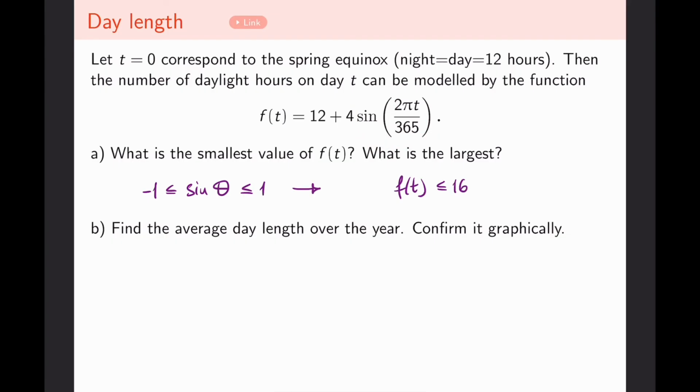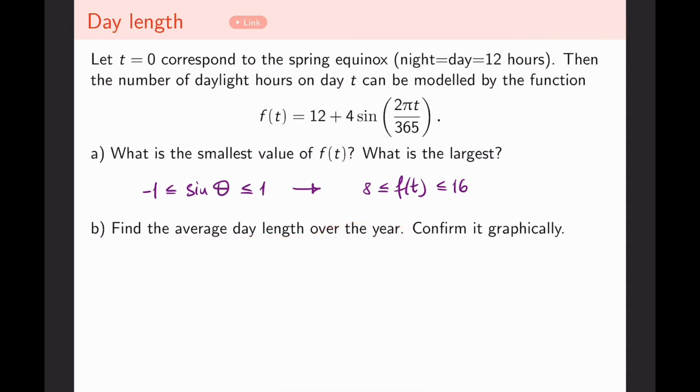What about the smallest? Well, the smallest sine can be is -1. So what happens if this entire expression is equal to -1? Then I'm going to get 12 plus 4 times -1, so 12 minus 4, or 8. So right away, just thinking about the largest and the smallest value of a trigonometric function gives me the largest and the smallest value of this transformation of the trigonometric function. The next question asks, find the average day length over the year and confirm it on the graph.